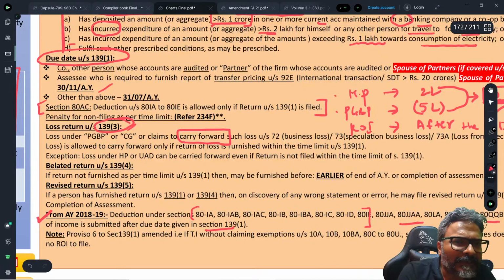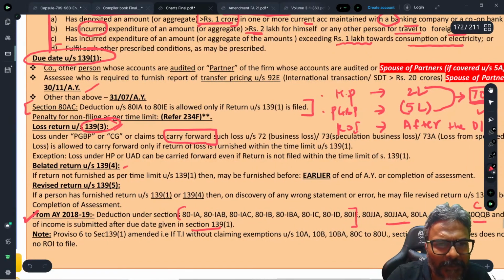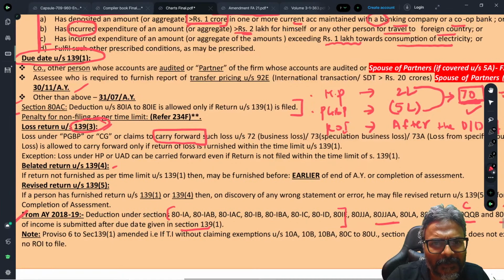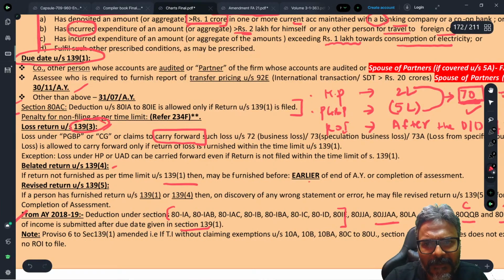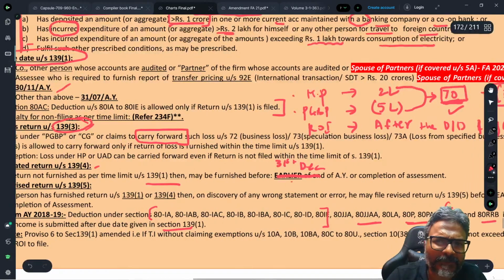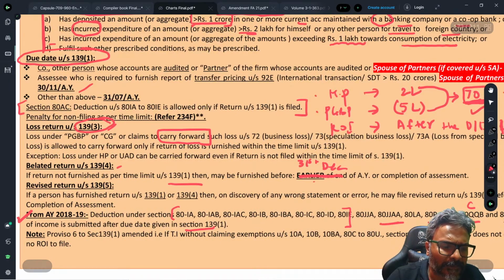This is about the belated return under 139(4), and we can see over here that if the return is not furnished as per the time limit under 139(1), then it may be furnished before the earlier of these. It has to be furnished now before 31st December of the AY, or the completion of the assessment, whichever is earlier. So now the belated return, students, we all know, can be filed up to 31st of December of the AY.